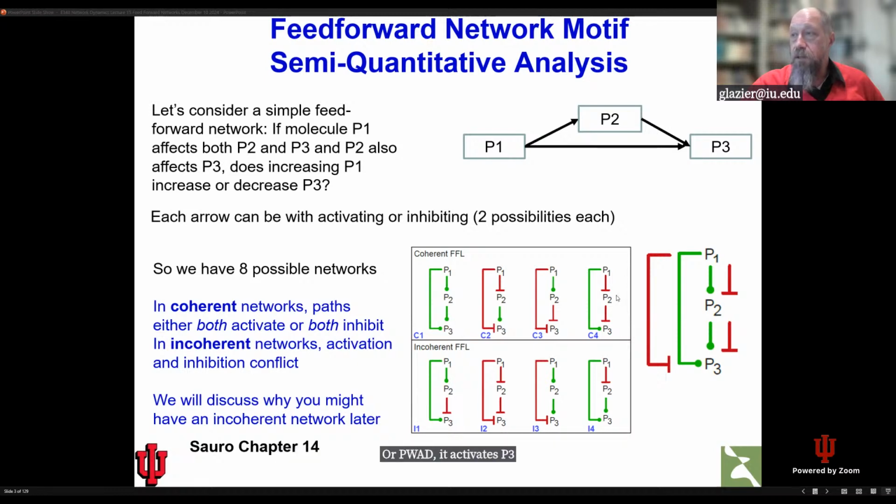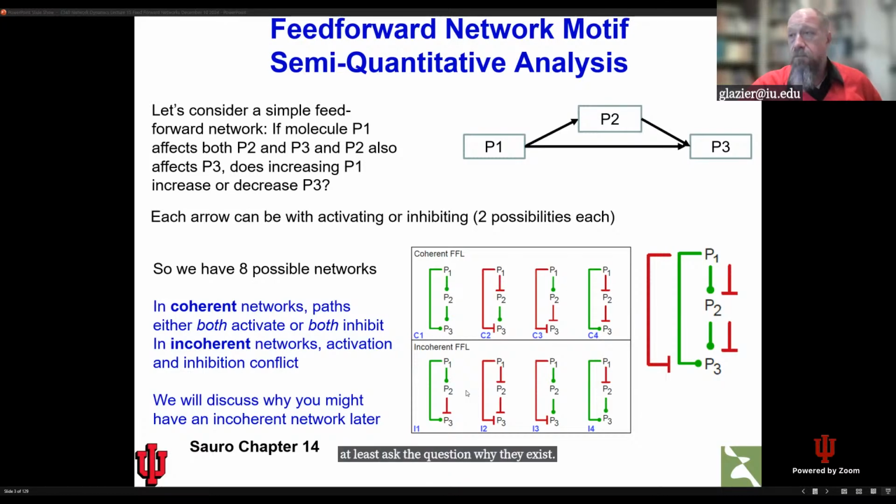P1 inhibits P2, but P2 inhibits P3. That means increasing P1 decreases P2, which increases P3. So it's net activation. So these are called coherent feed-forward loops. You see those quite a bit. You also see what are called incoherent feed-forward loops, which are a little bit more interesting, at least to ask the question why they exist.